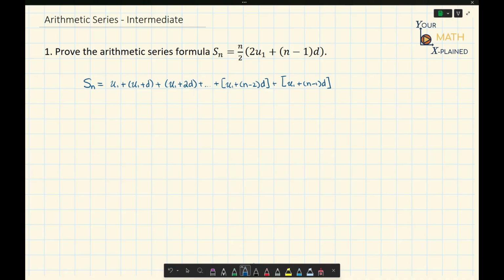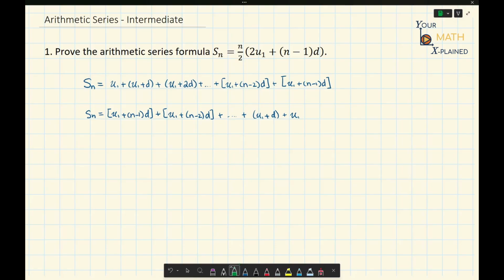And now we're going to write this sum again, but this time we're going to do it backwards. So we're going to start with the last term, which is u sub 1 plus n minus 1 times d, plus the second last term, which is u sub 1 plus n minus 2 times d, plus all the way until we have u sub 1 plus d and u sub 1. Now let's take a look at what happens when we add these two equations together, term by term, vertically.